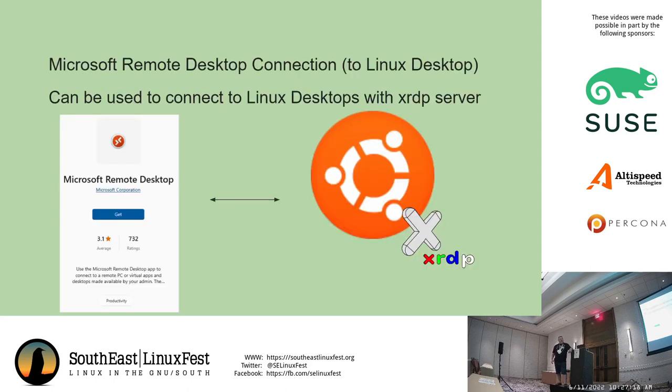One of the things I suggest is try remote desktop. Remote desktop is a Windows thing, but you can install XRDP on Ubuntu. Then you can use the Windows remote desktop client, connect to it, and tell it to take over full screen. That's a good way to connect to a remote Linux box.